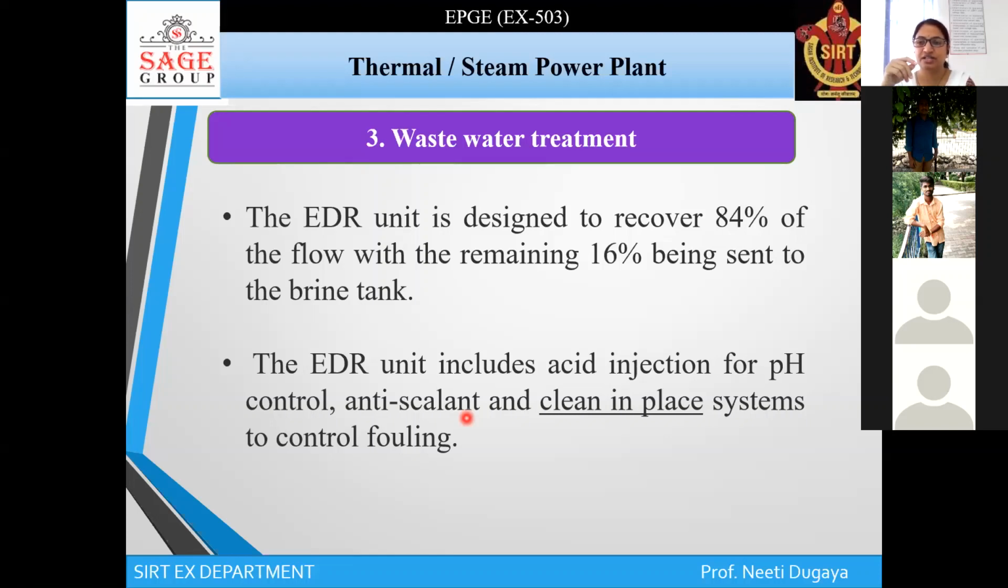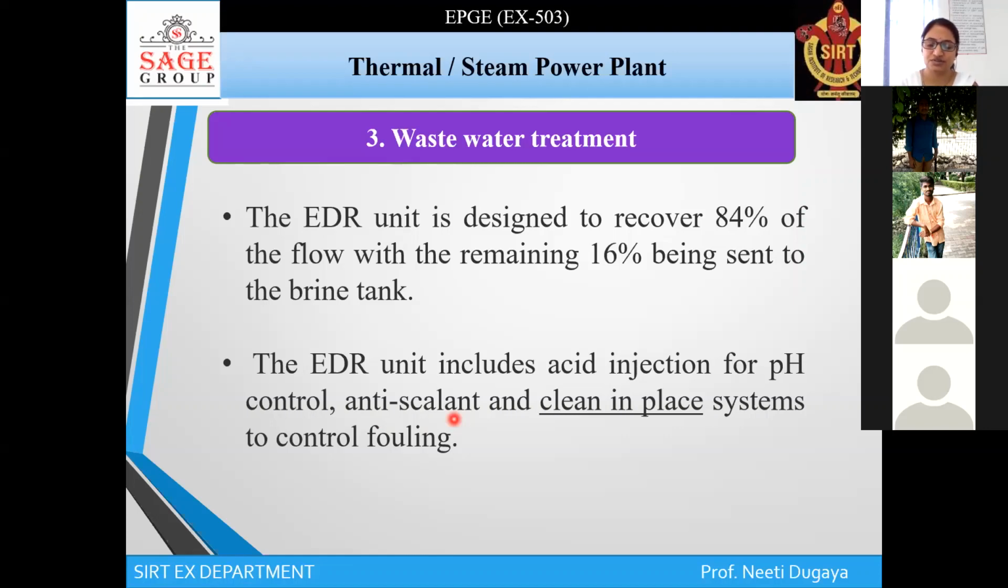But if such a water treatment plant contains so many blocks, so many things through which water is flowing, a scaling problem could be there. So the EDR unit includes the anti-scalant, right? So it treats the water in the plant like this, because of which the scale tendency, the formation of scale, is being avoided.